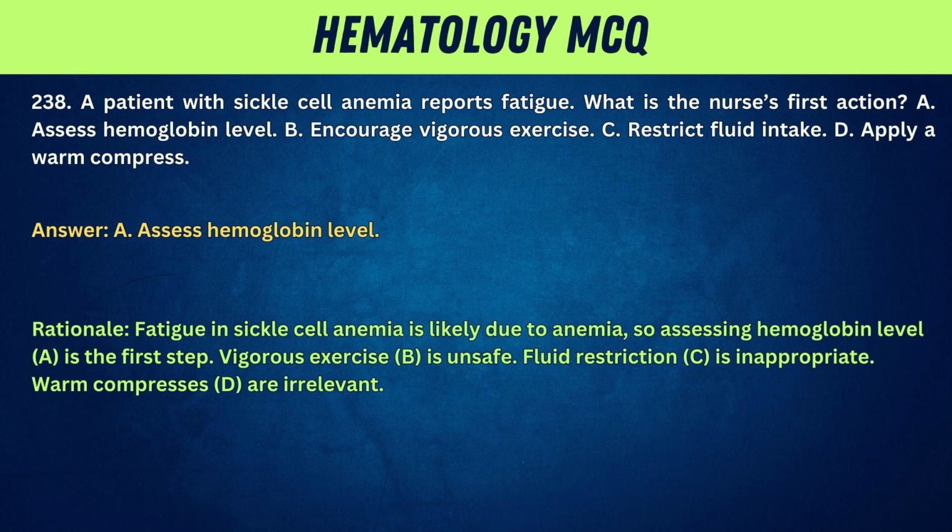238. A patient with sickle cell anemia reports fatigue. What is the nurse's first action? A. Assess hemoglobin level. B. Encourage vigorous exercise. C. Restrict fluid intake. D. Apply a warm compress. Answer: A. Assess hemoglobin level. Rationale: fatigue in sickle cell anemia is likely due to anemia, so assessing hemoglobin level, A, is the first step. Vigorous exercise, B, is unsafe. Fluid restriction, C, is inappropriate. Warm compresses, D, are irrelevant.